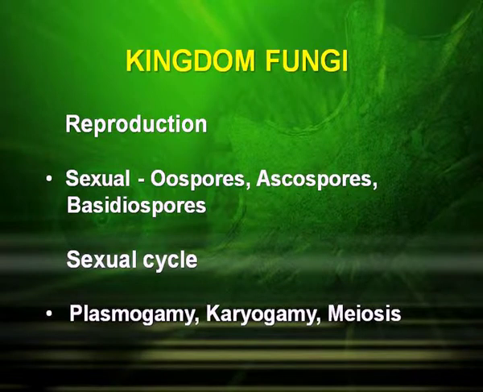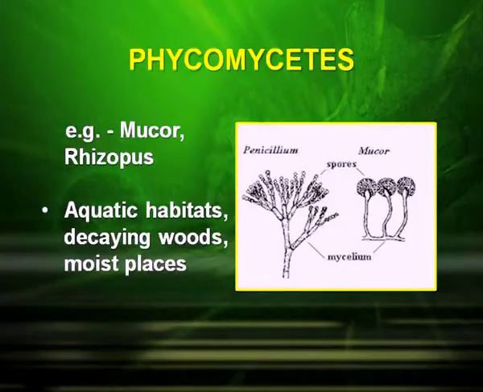Plasmogamy is the fusion of protoplast. Karyogamy is the fusion of nucleus, which results in the formation of zygote. This zygote then undergoes meiotic division and forms haploid spores.